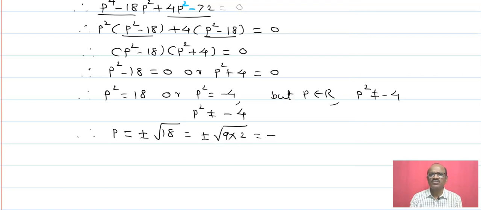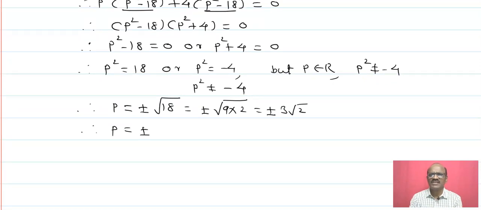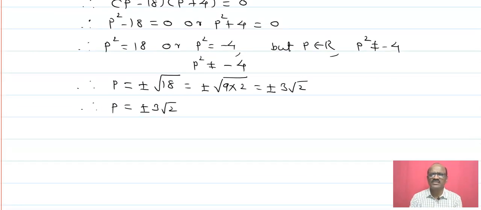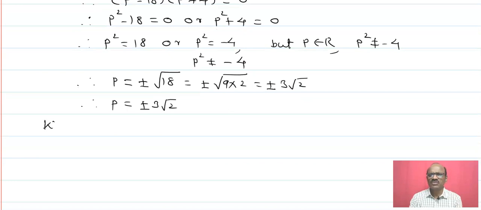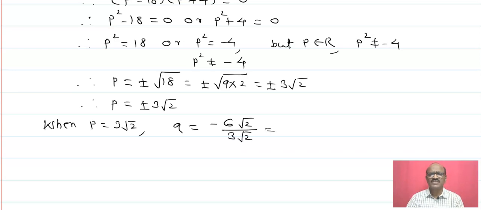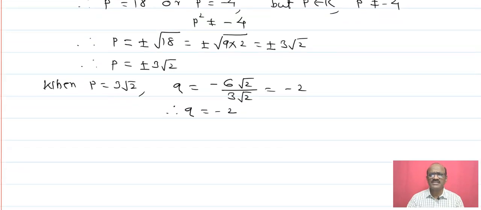Therefore, we are taking the value of p. Take the square root on both sides. p is equal to plus or minus root of 18. Factorize it, 9 into 2. The square root of 9 is 3. That is equal to plus or minus 3 root 2. Therefore, p is equal to plus or minus 3 root 2. Now we have the value of p. But what is the value of q? q is equal to minus 6 root 2 upon p. Substitute its value. Root 2 gets cancelled. Minus 6 upon 3, that is minus 2. Therefore, q is equal to minus 2.